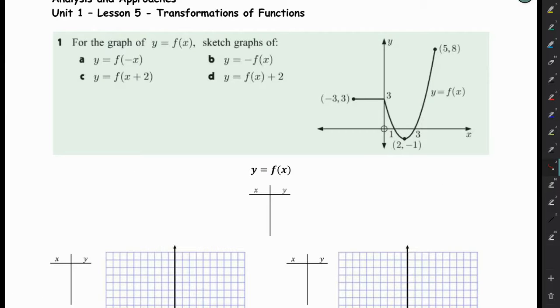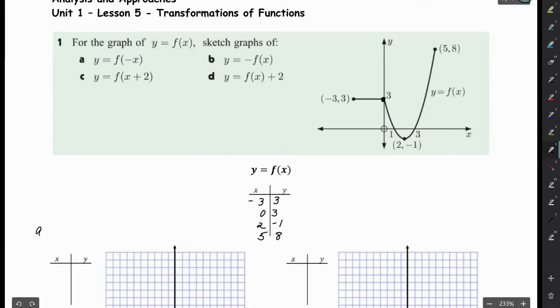Okay, so for number 1, it says, for the graph of y equals f of x, sketch all these transformations. So we have a graph and we have coordinates. The first thing we want to do is fill in our table for the original function, and just write down all the coordinates that we know we have for our graph. So we have (-3, 3), (0, 3), (2, -1), and (5, 8).